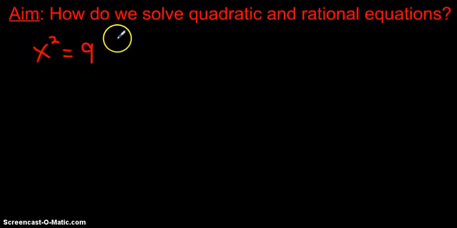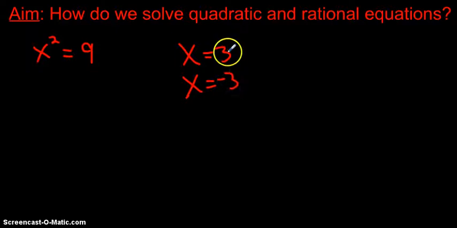And if we ask someone to solve it, more often than not, they say x is equal to 3. And they are incorrect. X is not equal to 3. X is also equal to negative 3. So there's two ways to solve this quadratic equation. Let's take a look at one of the methods.